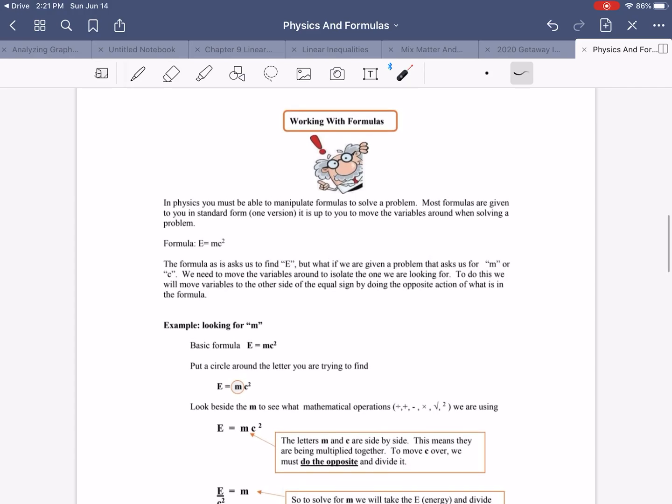So the first little bit here just talks about working with formulas. It says in physics you must be able to manipulate formulas to solve problems. Most formulas are given to you in standard form, so one version, and it's up to you to move the variables around when solving the problem. So I just want to talk about this concept scientifically, and then I want to look at it mathematically.